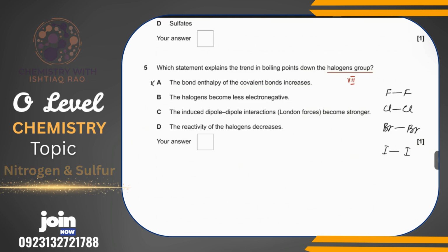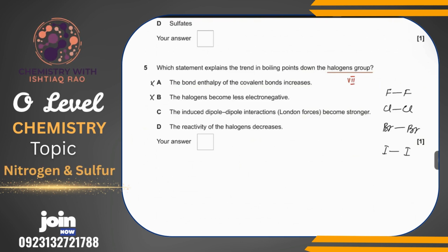Now B, the halogen becomes less electronegative. It's true that when we go down the group, electronegativity decreases. Electronegativity means the ability of an element to attract electrons towards itself. Of course, the size increases, so the attraction between the nucleus and electrons decreases. That's the reason electronegativity decreases. This property is right, but it's not related to the melting and boiling point. It's not going to explain the melting and boiling point. That's why this option is wrong, but this statement is correct, by the way.